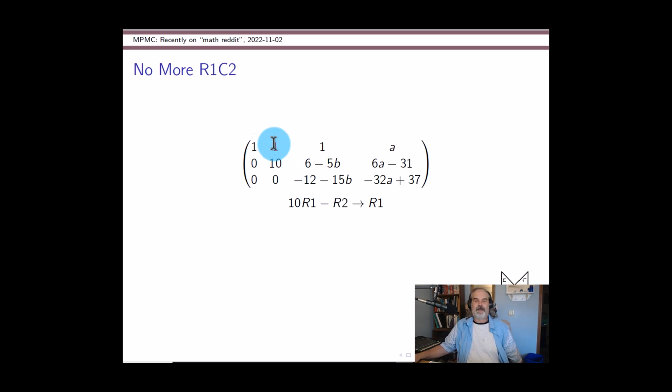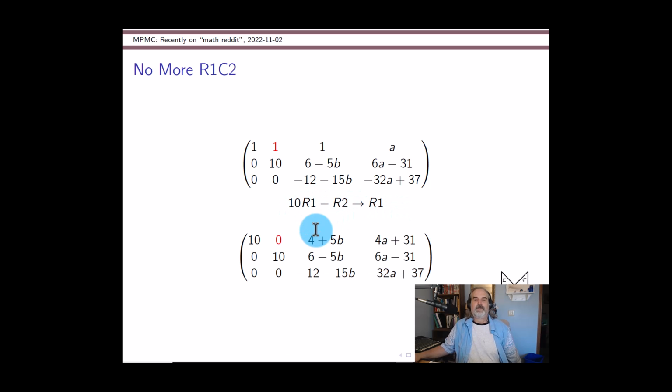So to get rid of this red 1, again, we have to use this 10 to do it. So let's do 10 row 1 minus row 2 into row 1, or equivalently, we could do negative 10 row 1 plus row 2 into row 1, but that would introduce negative values. So let's just do it like this. There's the result. Pause and double check if you would like.